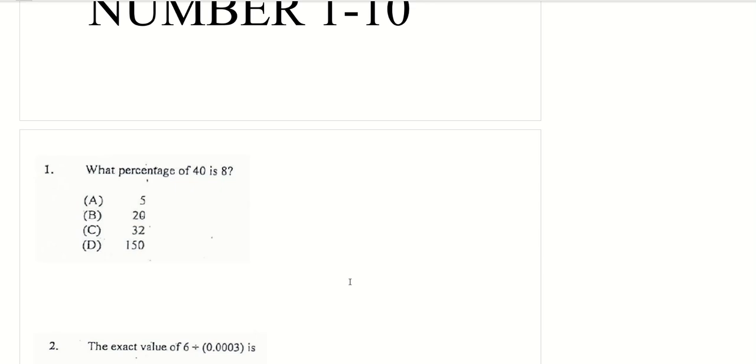Right? Now we're going to be doing January 2018, paper 1. This is where they changed the paper. Instead of 1 to 6 that we normally have, the previous years, before 2018, January is 1 to 10. So number 1, what percentage of 4 is 8? The answer for that is 20.